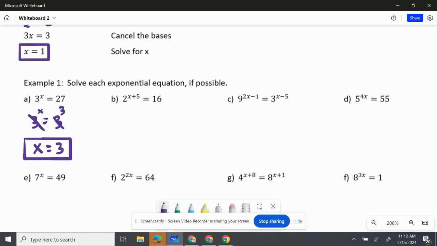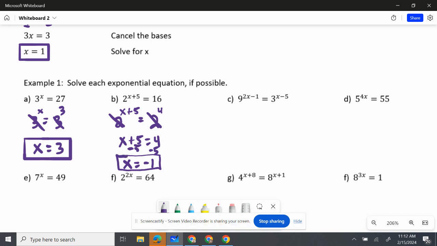For the next one, we need a common base. Our common base is going to be 2. So we keep the 2 to the x plus 5. And 16 is 2 to the fourth power. So since we have a common base, they cancel. And we have x plus 5 equals 4. We subtract the 5. And we get x is equal to negative 1.